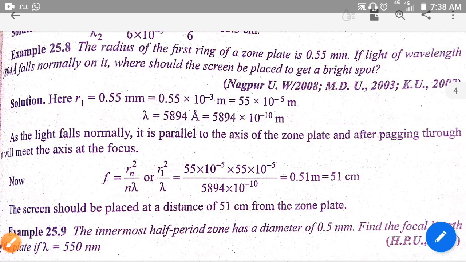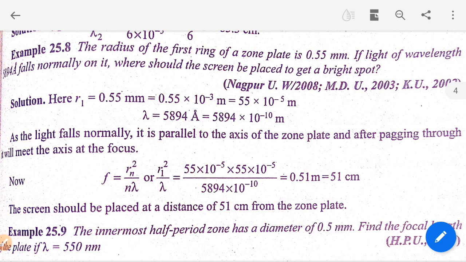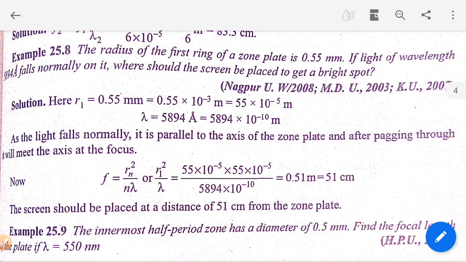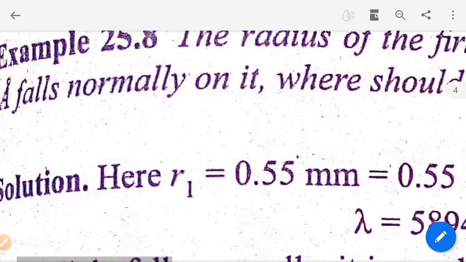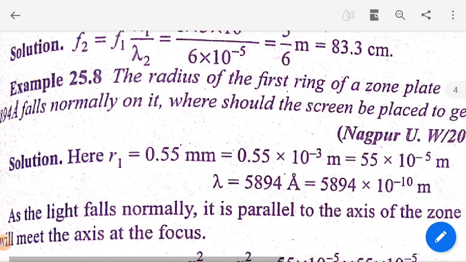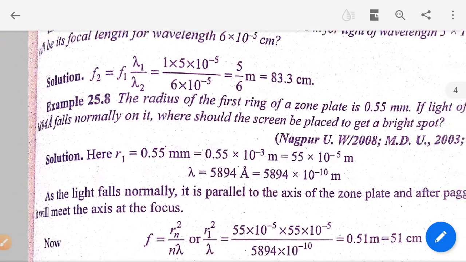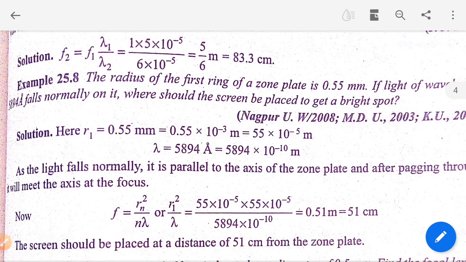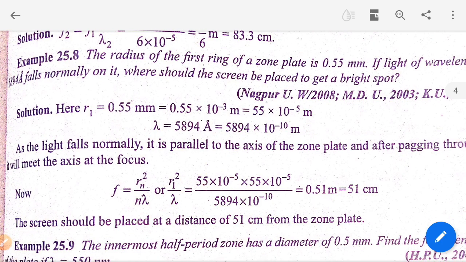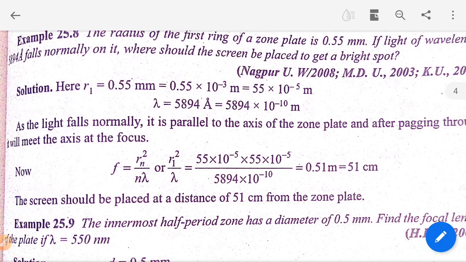Next one, the radius of the first ring of a zone plate is 0.5 mm, and if light of wavelength 5894 angstrom falls normally on it, where should the screen be placed to get a bright spot? Here R1 is given in millimeter, and it is converted to meter. Lambda, the wavelength, is given, so 5894 into 10 to the power of minus 10.